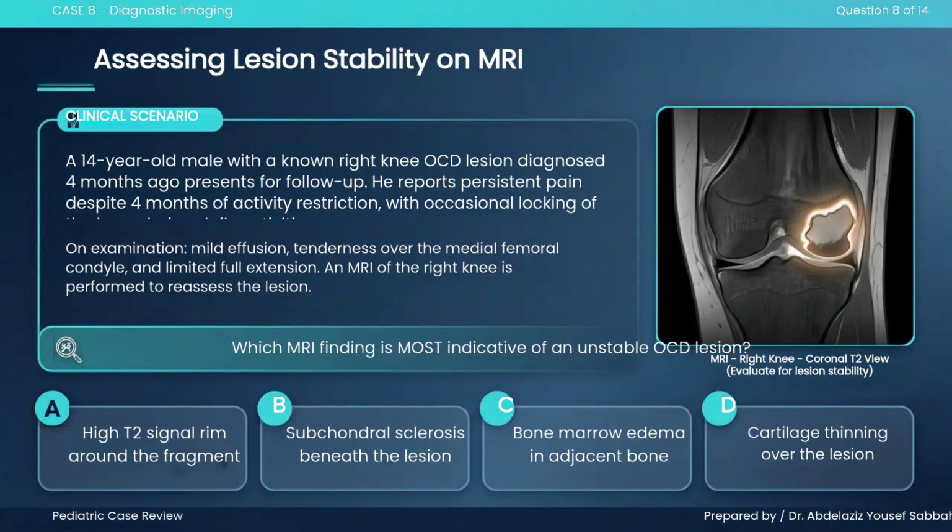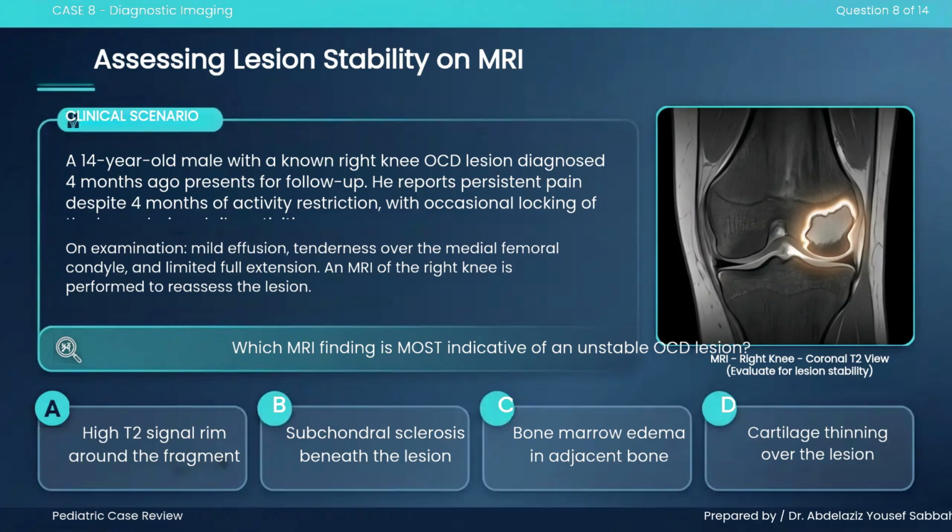Case 8. Assessing lesion stability on magnetic resonance imaging. A 14-year-old male with a known right knee osteochondritis dissecans lesion diagnosed 4 months ago presents for follow-up. He reports persistent pain despite 4 months of activity restriction, with occasional locking of the knee during daily activities. On examination, mild effusion, tenderness over the medial femoral condyle, and limited full extension. A magnetic resonance imaging of the right knee is performed to reassess the lesion.